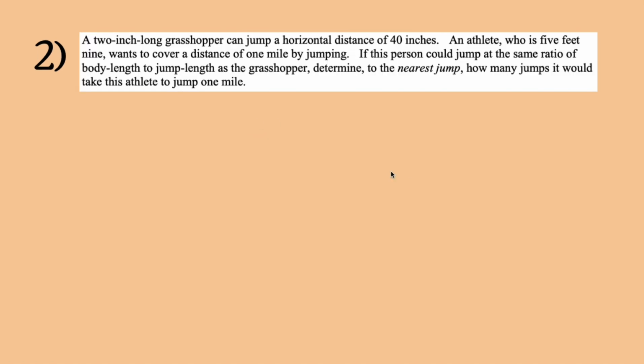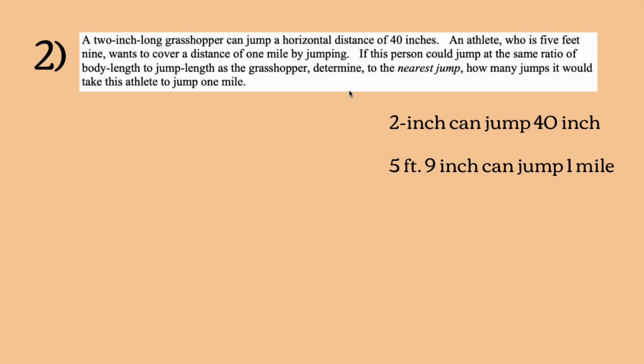For the next question, it says, a 2-inch long grasshopper can jump a horizontal distance of 40 inches. An athlete who is 5'9" wants to cover a distance of 1 mile by jumping. If this person could jump at the same ratio of body length to jump length as the grasshopper, determine to the nearest jump how many jumps it would take this athlete to jump 1 mile. This question was a little bit tricky, so let's go over it.